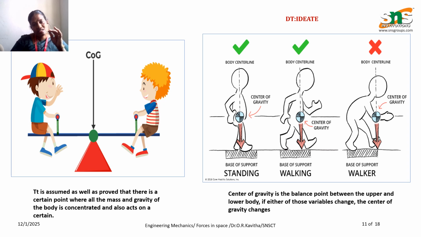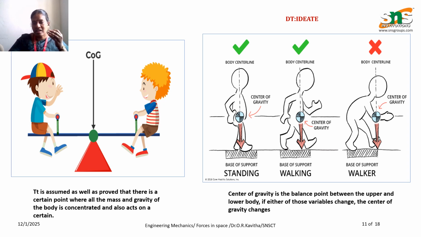And the next thing, here the center of gravity is shown. When a person is standing and supported by the floor, the CG will be at the center. But when the same person is running or walking, the center of gravity will not be at the center, it will be at some other point, and it will keep on changing. It depends upon the posture of the person who is walking or running.